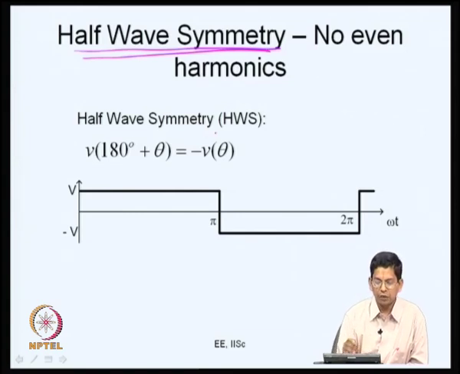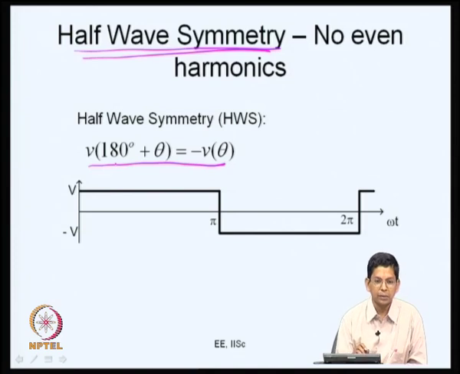Here when we say half wave symmetry, what we mean is that the waveform in question satisfies this property. If you consider the waveform at theta and at 180 plus theta, where theta is a fundamental angle at the fundamental frequency, then whatever its value at 180 plus theta is will be the negative of its value at theta. An example of this is the square wave, and a couple of other PWM waveforms we saw earlier also satisfy this property.